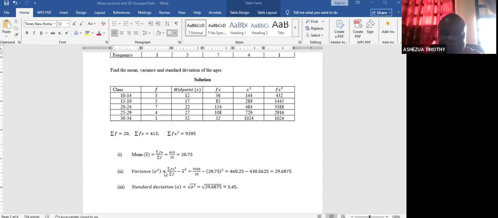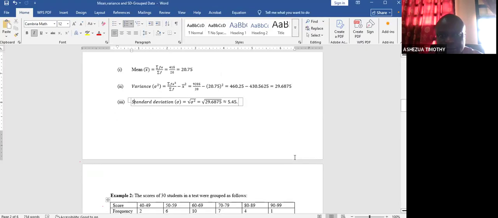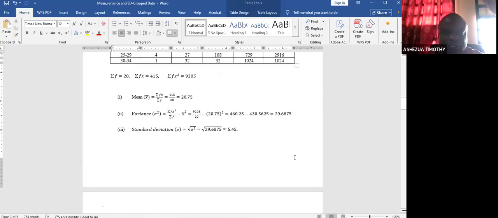Let's make progress. So for variance, the formula is sum fx squared all over sum f minus x bar squared. Let me draw it up. Okay, that's fine. The formula is sum fx squared all over sum f minus x bar squared. X bar means the mean square.